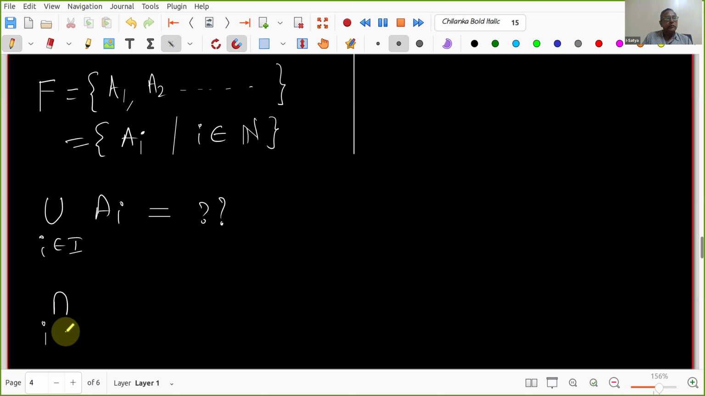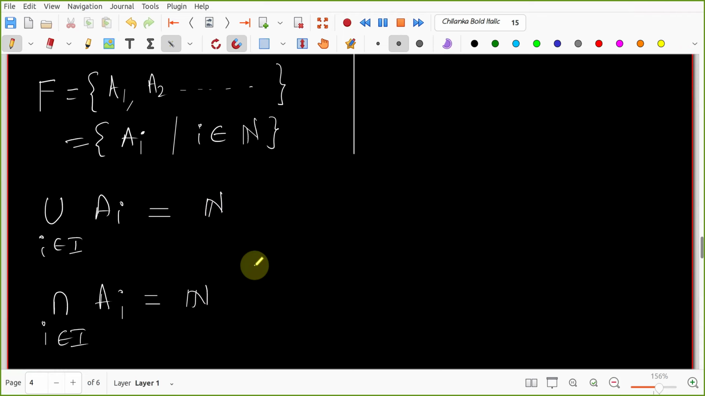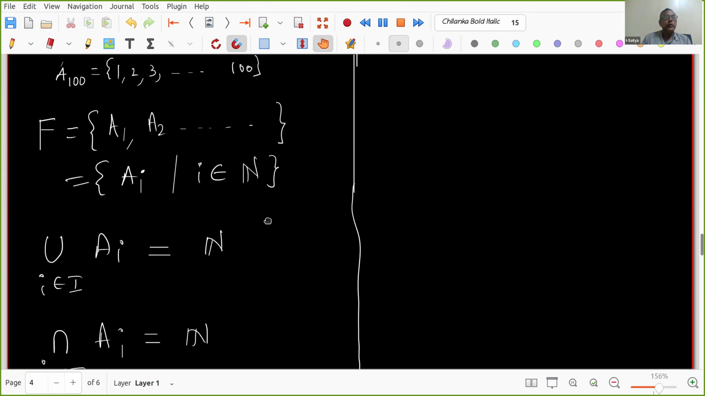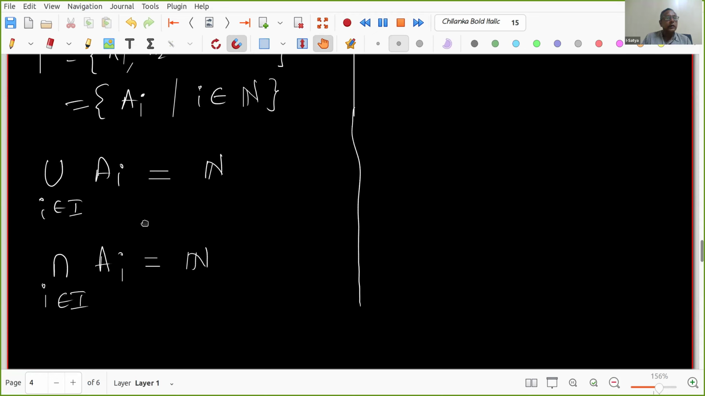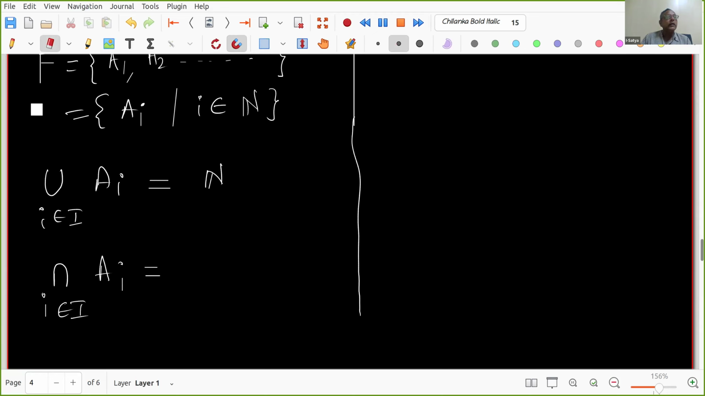What is the intersection? Sujit Kumar from room number 7: the union is the set of natural numbers and the intersection is 1. Okay, but we need to prove that, we do not accept it as it is. You may be correct or not, we will check. Which one is easy? Intersection. Satya, check the intersection you have written. He told correctly, I wrote it wrongly.